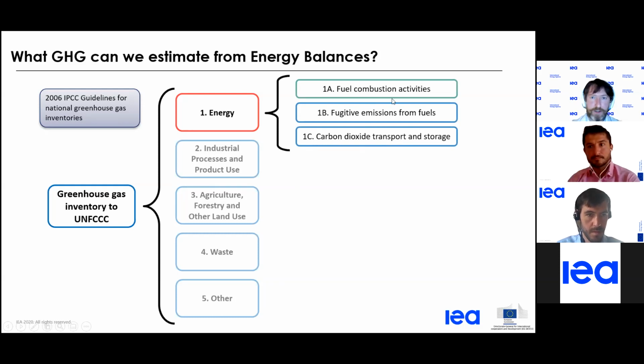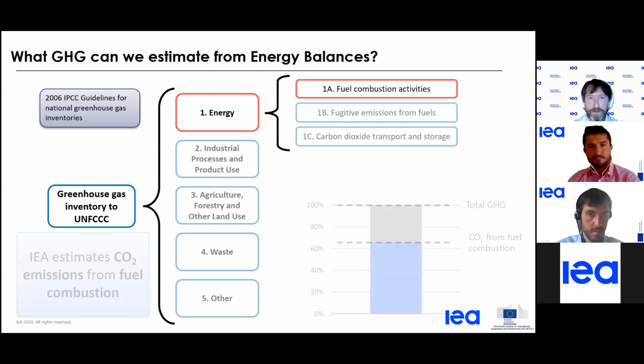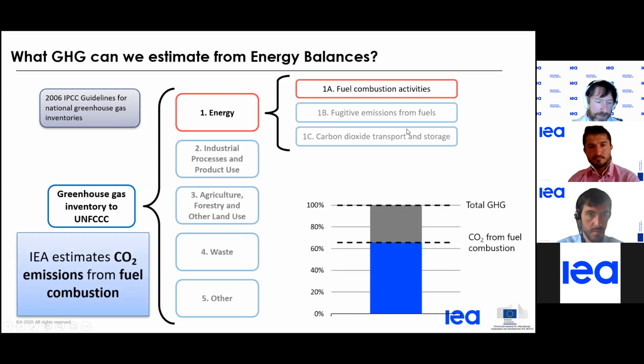However, as I mentioned, the bulk of the emissions are under fuel combustion activities, and that's what we use the energy balance to calculate: the emissions from fuel combustion activities. So as mentioned, fuel combustion emissions represent over 65% of total global greenhouse gas emissions. So really the energy sector is the key sector here. And you can see the importance of good quality energy data for calculating greenhouse gas emissions.